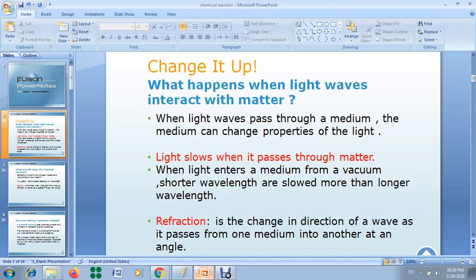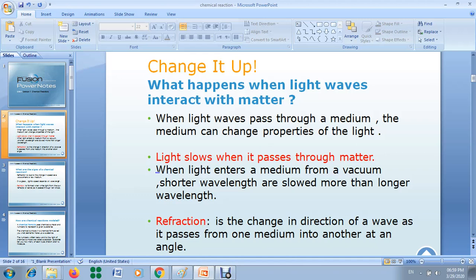Actually, when light waves pass through a medium, we're talking here about a transparent material, the medium can change the properties of the light. So here, mainly, we're talking about transparent material. What properties will be changed when the light passes through this medium? The first one, the speed of light will be changed.